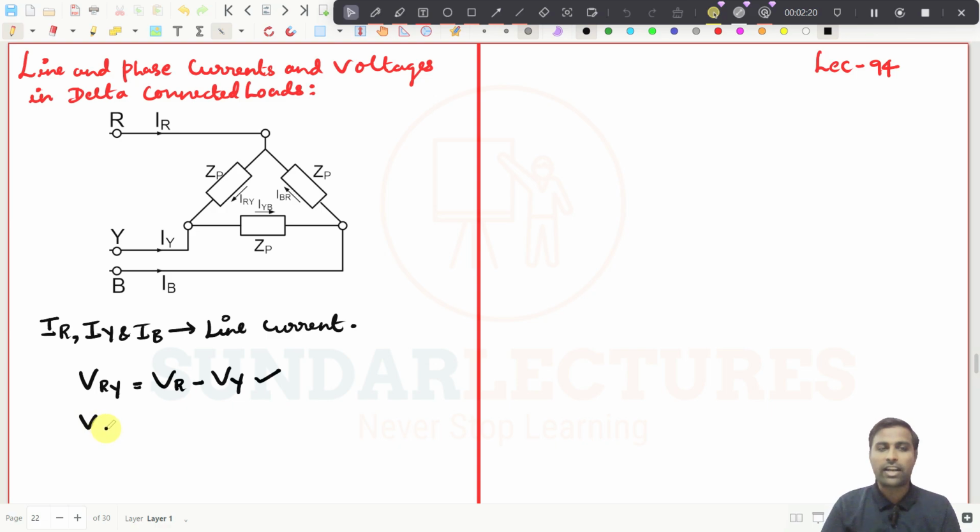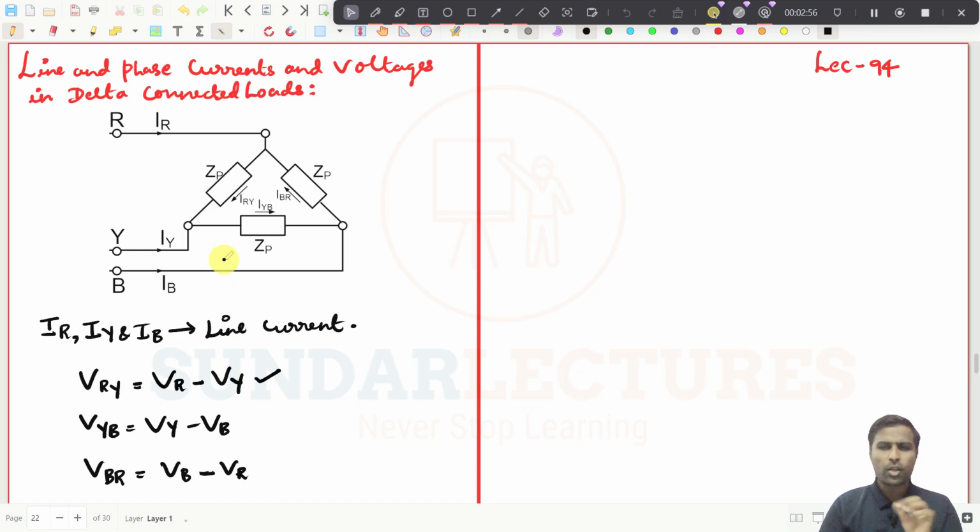So always we will write VYB is equal to VY minus VB, right? And then if you are writing VBR, the expression should be VB minus VR, right? Try to understand, and then only you can easily satisfy this. With the help of this, if you apply KVL, you will get the expression. This current should be like this, this current like this, and this current like this. So this is the current direction, because we are taking the expression VRY like this, right?